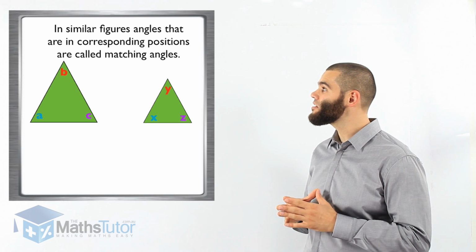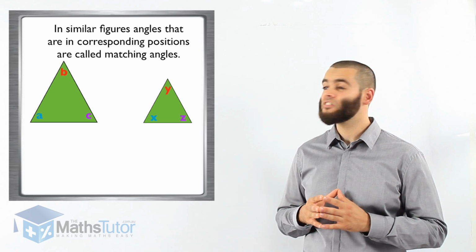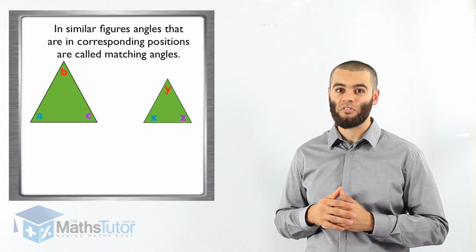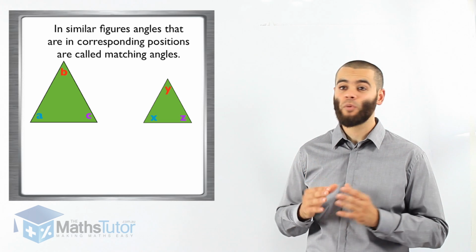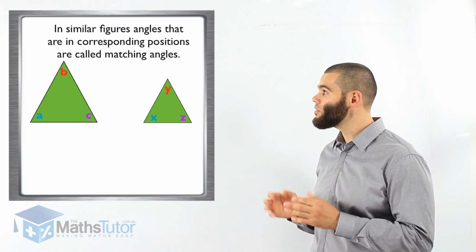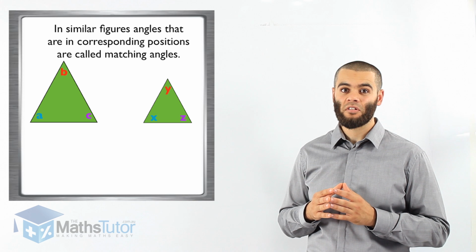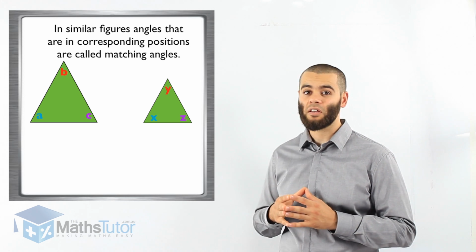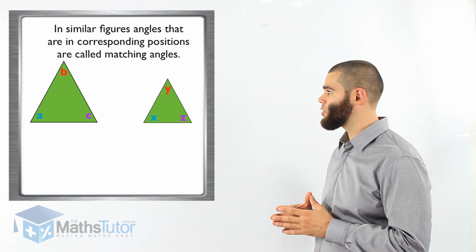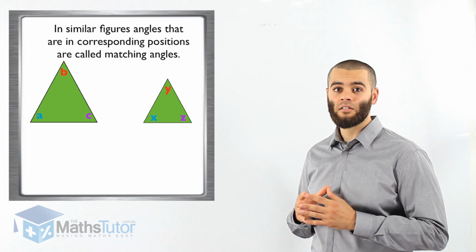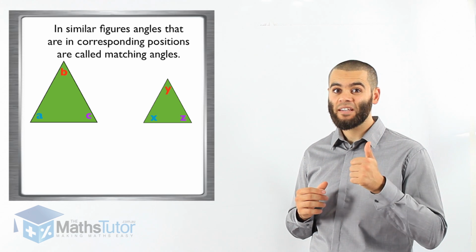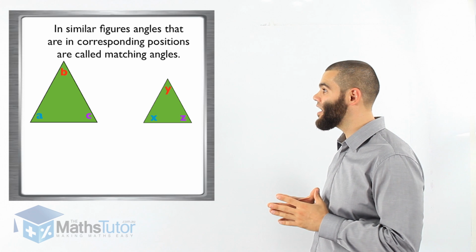In similar figures, angles that are in corresponding positions are called matching angles. And we can see here in these two similar figures, we have these two triangles. They are similar figures. How do we know? They have the same shape but different size.